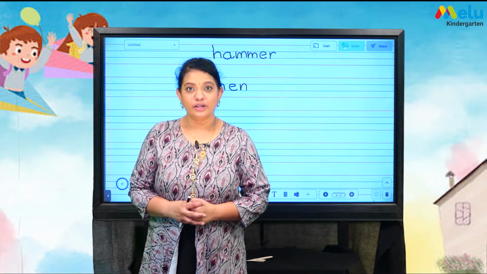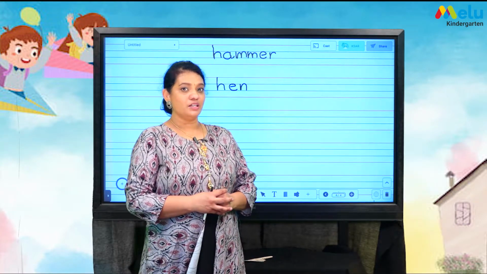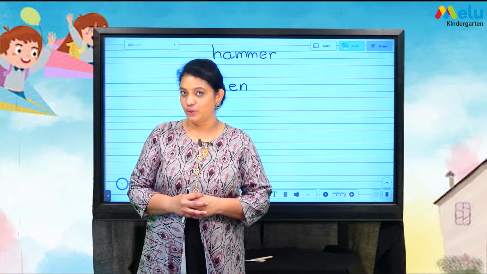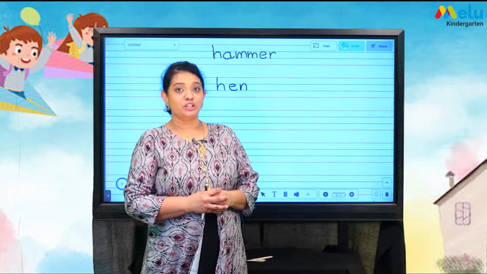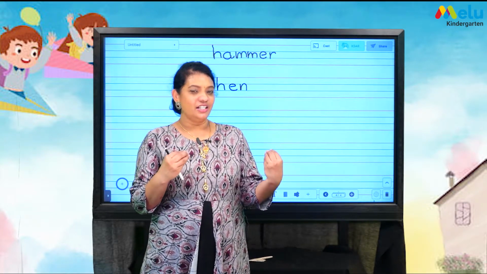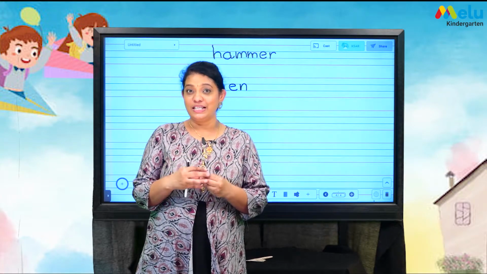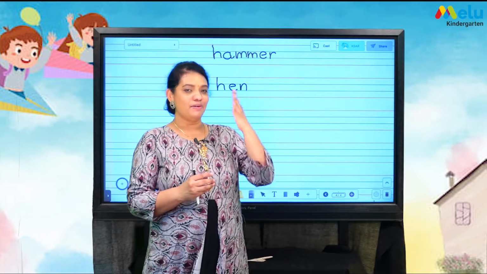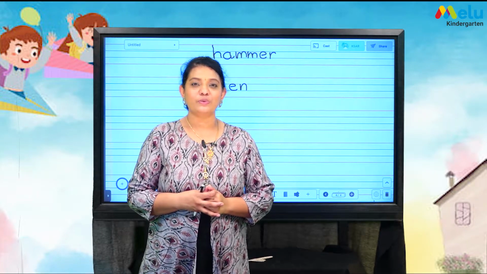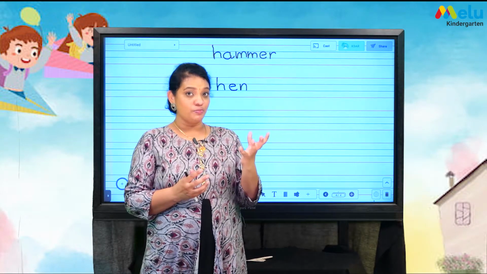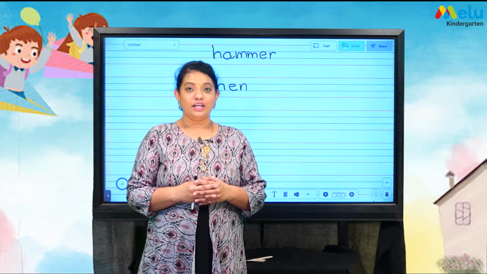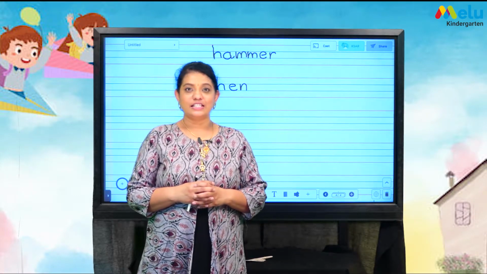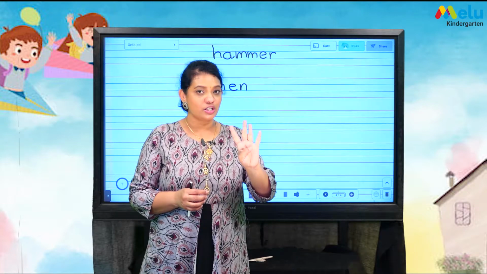And the third word is helicopter. Okay, what is the third word, children? Helicopter. This is a little lengthy, right? But there is always a possibility. The easy tip is that we have to divide it into syllables. So how many syllables can we make out of the word helicopter? Can you think? Yes, we can divide it into 4 syllables.